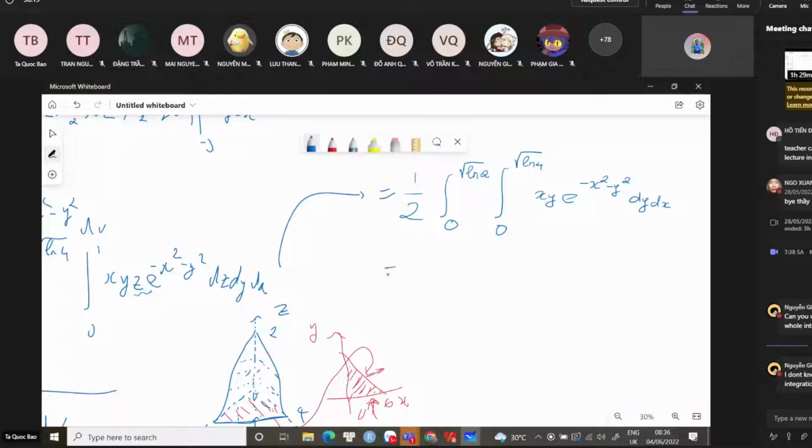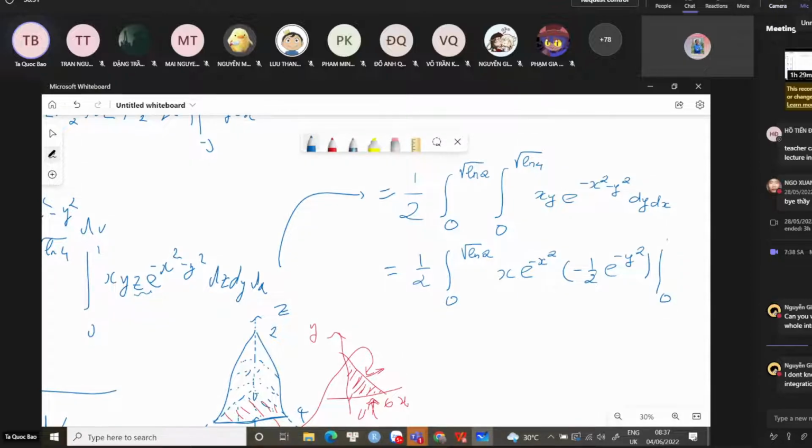Understand? Then now 1/2 to go from 0 to square root 2. And here this one is the x e power minus x power 2 minus 1/2 e power minus y power 2. This value from 0 to square root.